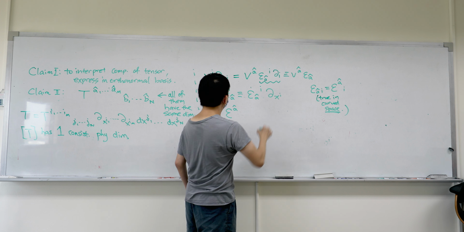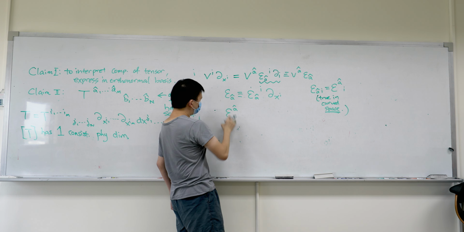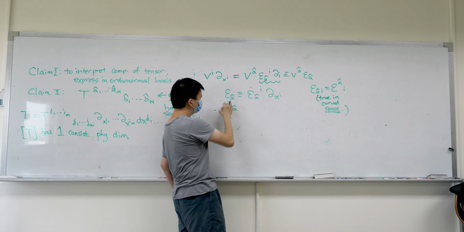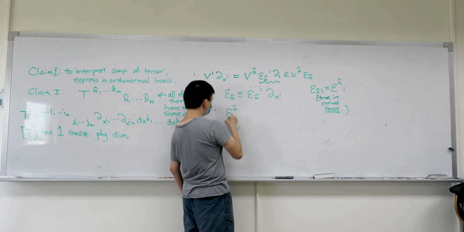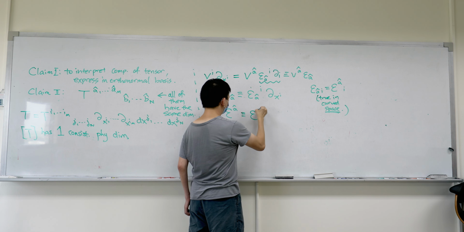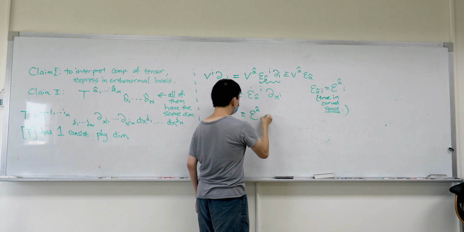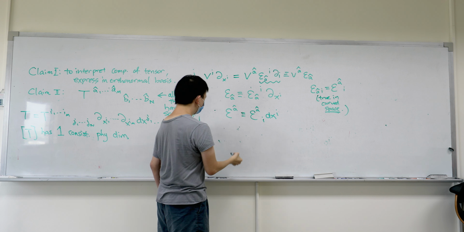But without the index, we need to make a careful distinction. Epsilon_A hat with the index downstairs means this. Whereas epsilon^A hat with its index upstairs means epsilon^A hat_i dx^i. And remember where this showed up.